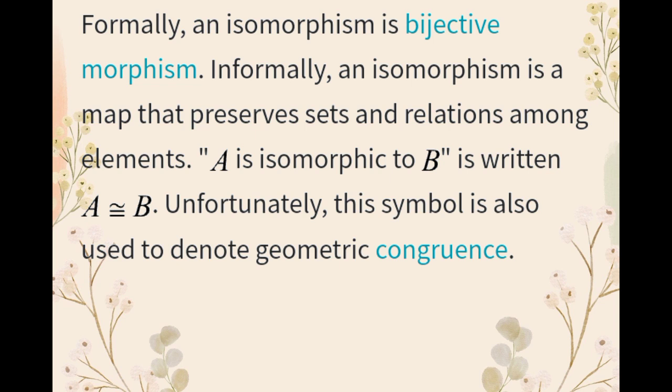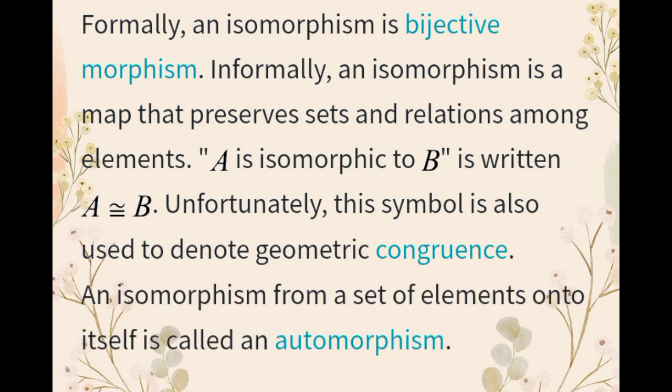A is isomorphic to B is written A ≅ B. Unfortunately, this symbol is also used to denote geometric congruence. An isomorphism from a set of elements onto itself is called an automorphism.